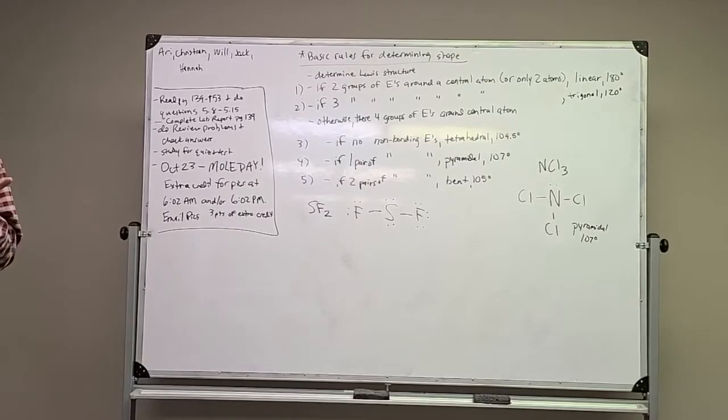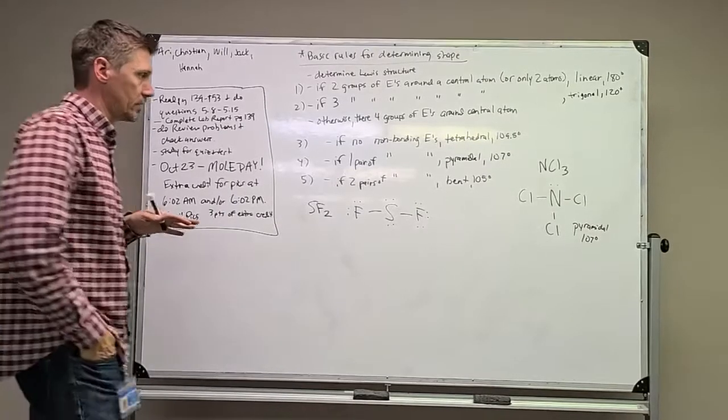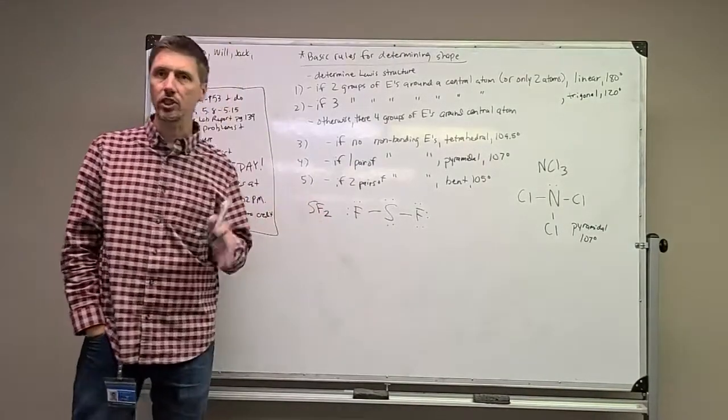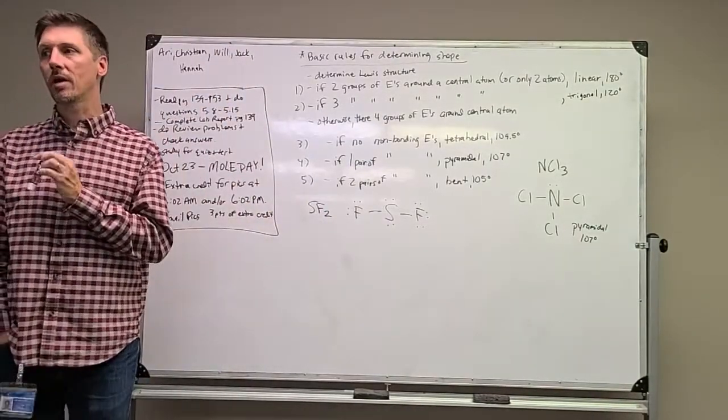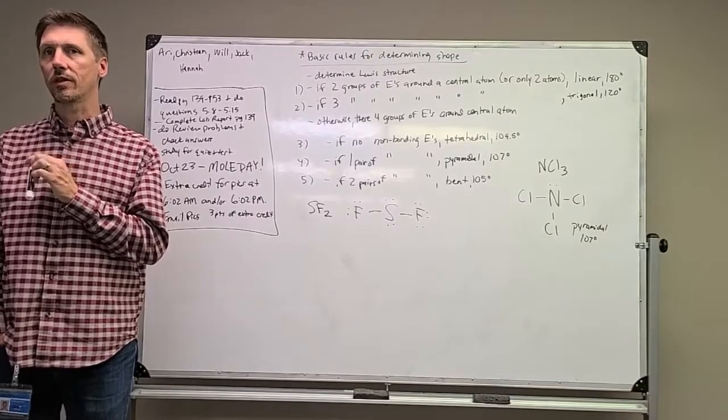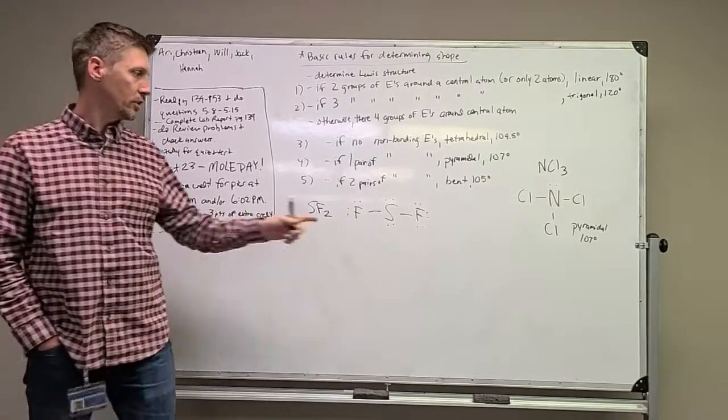This isn't the question for this particular one, but we need to know this. They didn't ask us specifically to give them this, but you need to know what the shape is and the bond angle for this guy. What would the shape be for this? I've drawn it so that it looks like what?